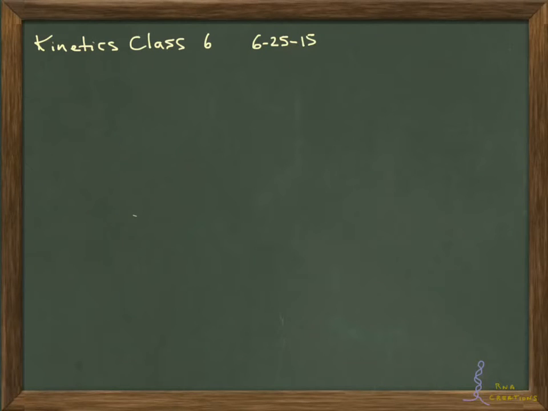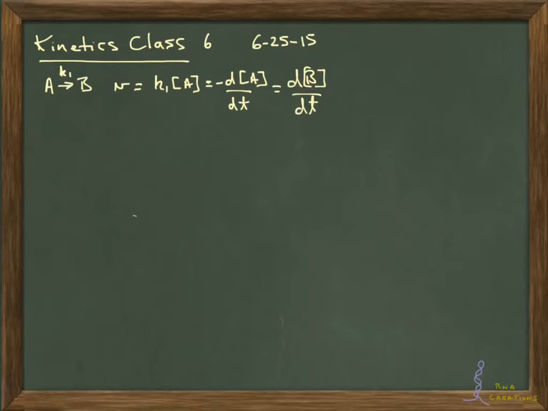Hi class. Today we're going to go through numerical integration as a way to look at reaction kinetics. I have up here the simplest reaction we can think of, which is a unimolecular reaction of A goes to B at a rate constant of K1.